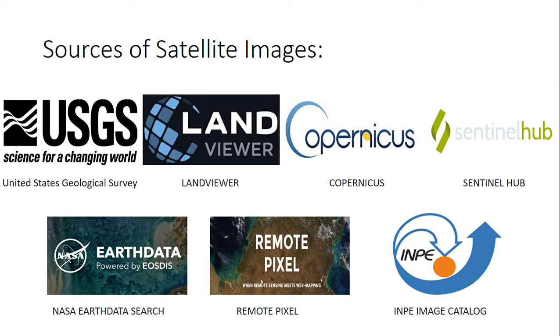Next comes the Copernicus Open Access Hub. It offers the latest free satellite images from all active Sentinel sensors, radar imagery from Sentinel-1, and optical multispectral imagery from Sentinel-2. Sentinel-3 and Sentinel-5P sensors are also available on this website.